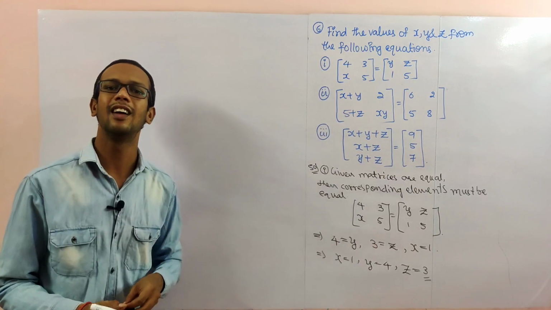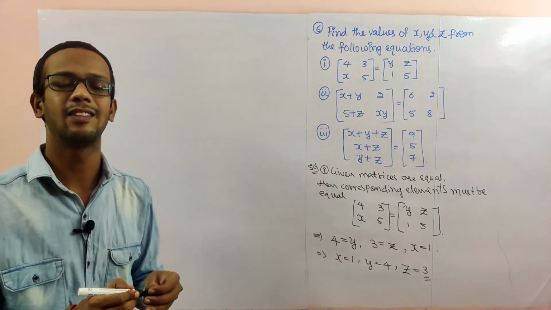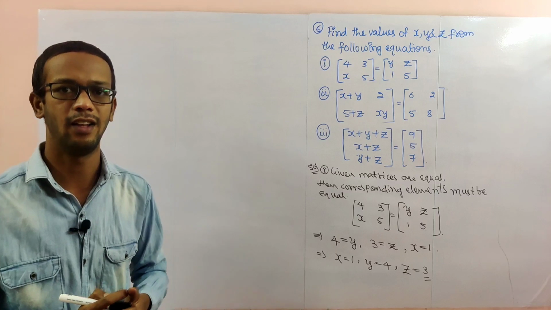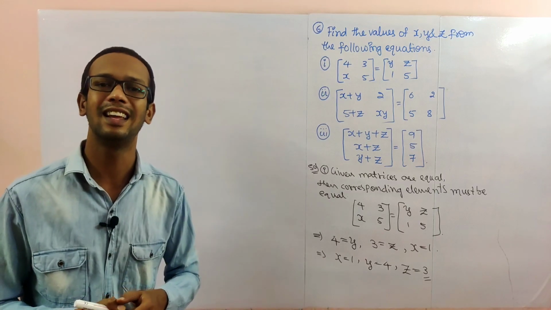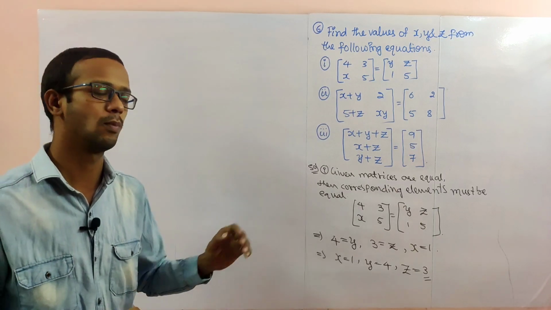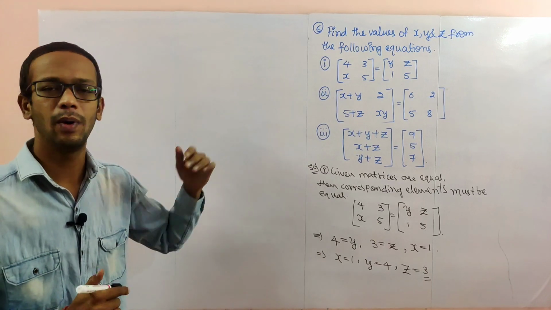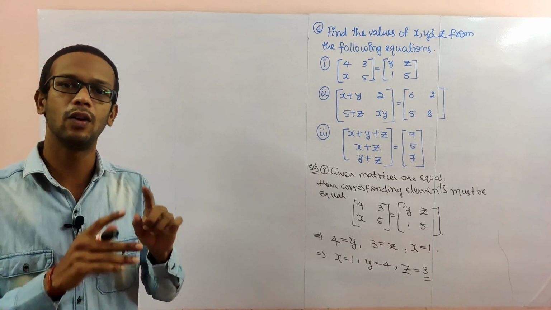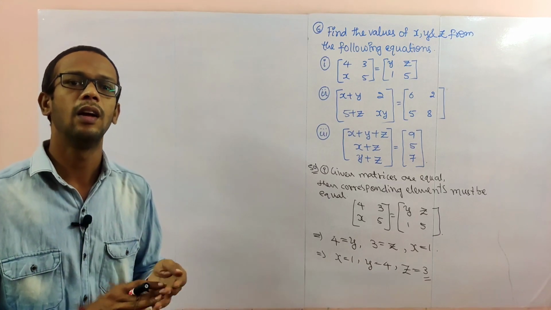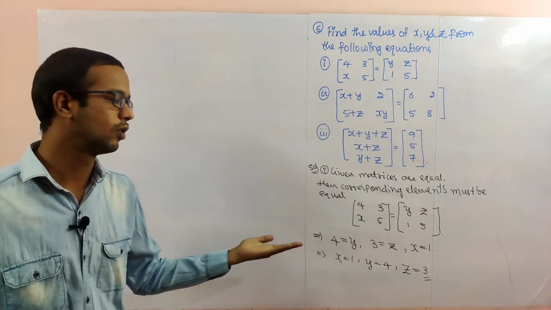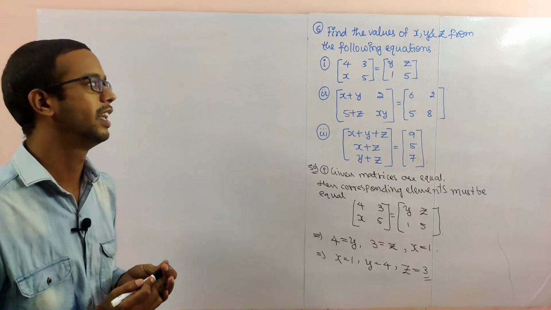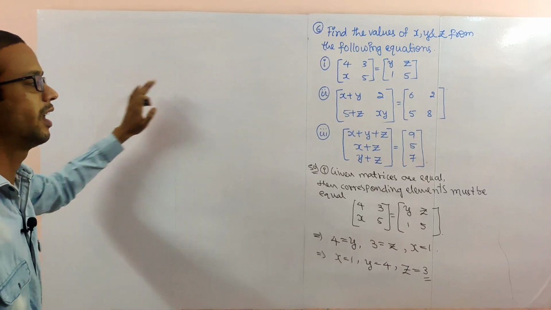So this is the way of finding the x, y and z values when the two matrices are equal. Equal means corresponding elements must be equal. Order is compulsorily the same; in the question only they will give it. The remaining second condition will be used for solving the problems. Next, problem number 2 also I will explain here.